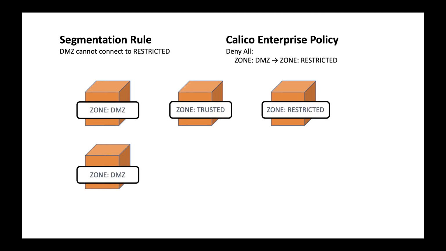Here we are denying all traffic originating from the DMZ and bound for the restricted zone. As you can see with our microservice environment, the DMZ zone workload is able to connect to the trusted zone. The trusted zone can connect to the restricted zone, but the DMZ cannot connect to the restricted zone.